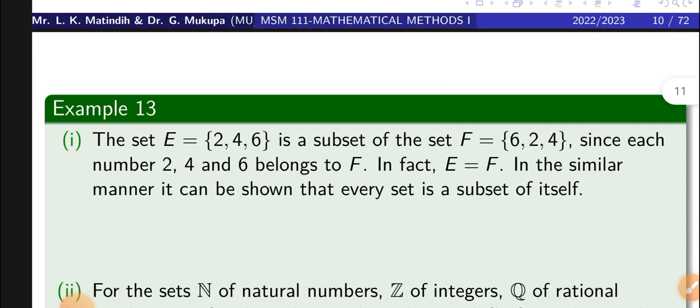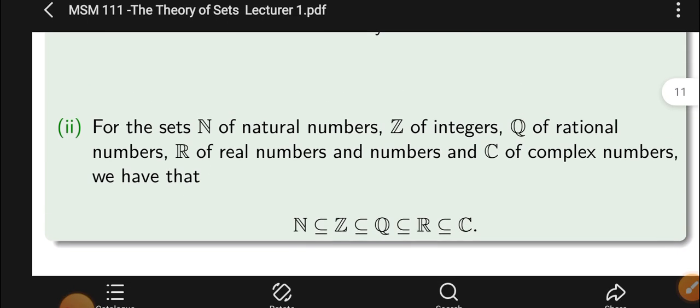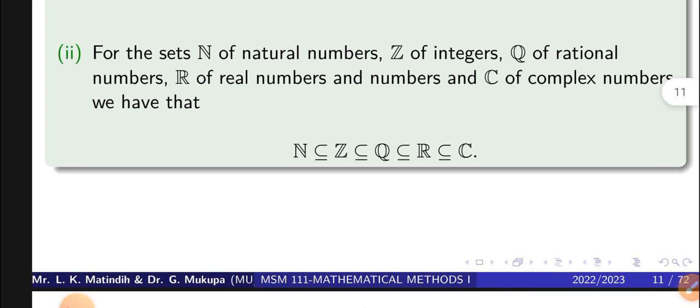Okay, so we have an example here. Set E, {2, 4, 6}, is a subset of the set F, {6, 2, 4}. Since each number 2, 4, and 6 belongs to F, then we say E is equal to F. Since every element found in E is also found in F, and the total number of elements in E is the total number of elements in F, then we say E is equal to F, or F is equal to E.